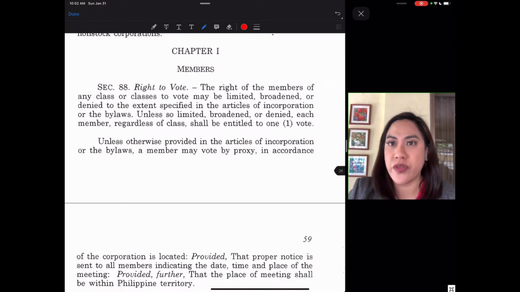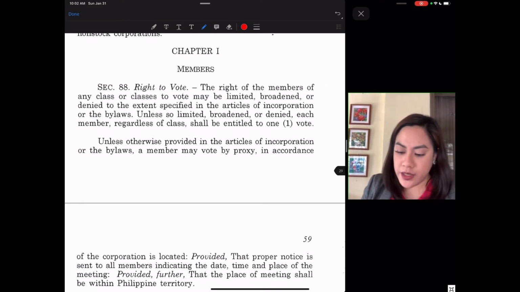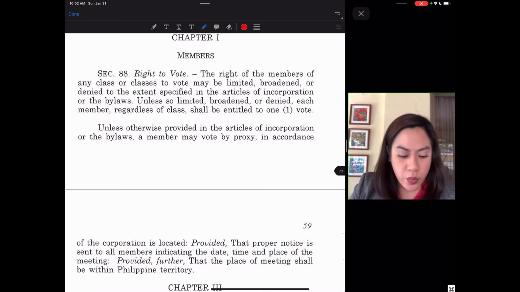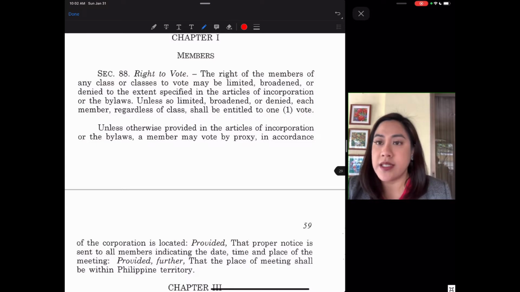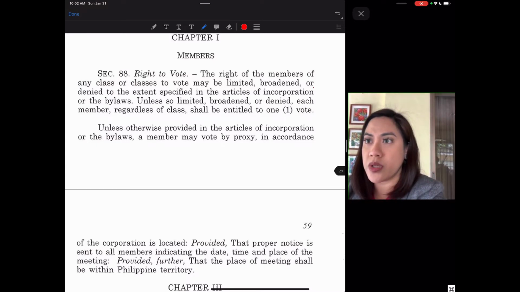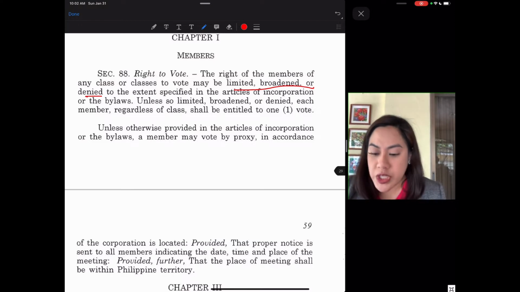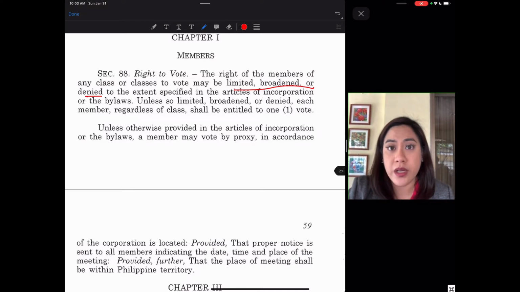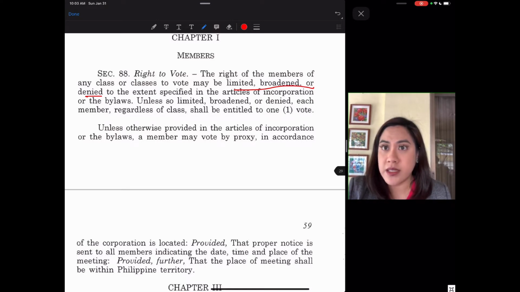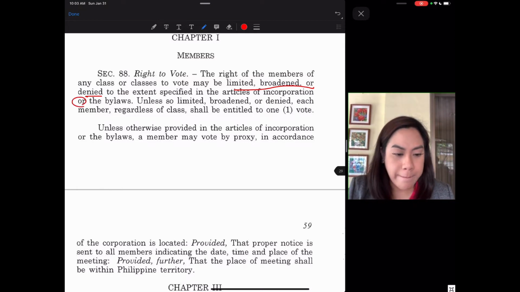Continuing on to the members of the non-stock corporation, Section 88 provides for the right to vote. What needs to be noted in this section is that the right can actually be limited, broadened, or denied, which is not available when it comes to a stock corporation. So this is one of the differences. As long as it is actually stated in the articles or the bylaws, it does not need to be in both. So there may be a formula, for example, in the articles or in the bylaws, where the vote is based on the amount of contribution of each member, and that's completely fine.